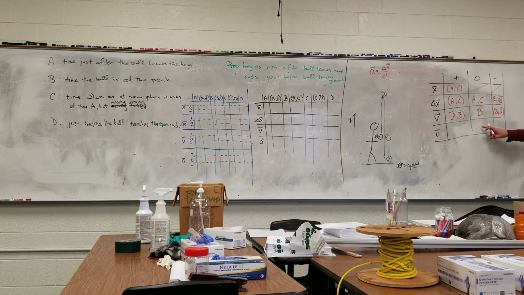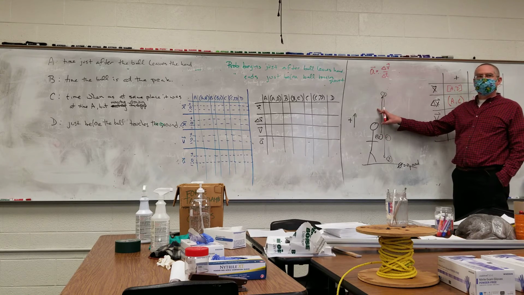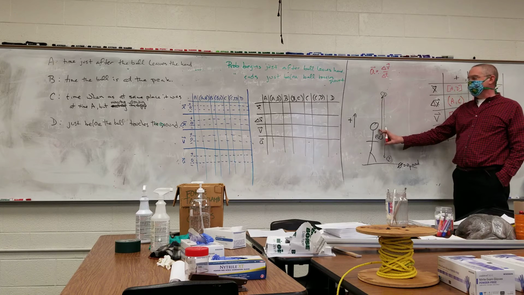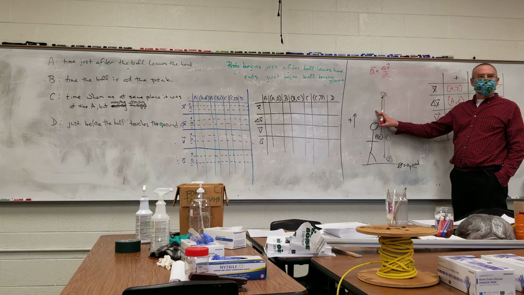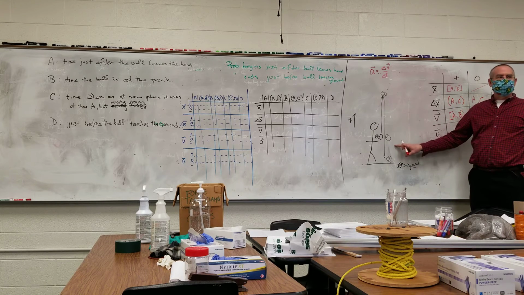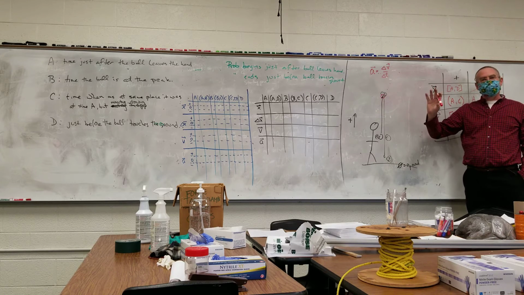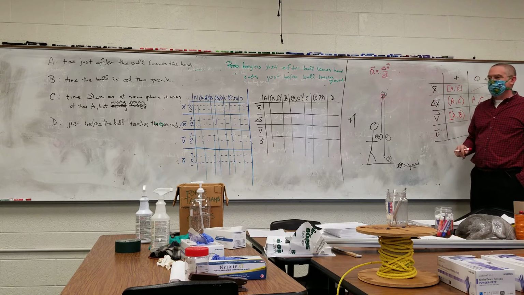So acceleration is not 0 at the top. Let's think about that. As you're going up, am I speeding up or slowing down? Slowing down. So my velocity is positive, so my acceleration therefore is negative. On the way down, speeding up or slowing down? Speeding up. My velocity is negative, therefore my acceleration is negative. And so that works great except for this point right here, and it's also negative at that point.